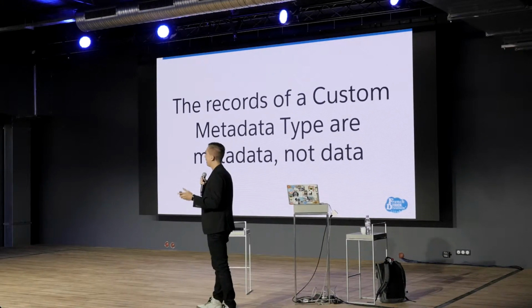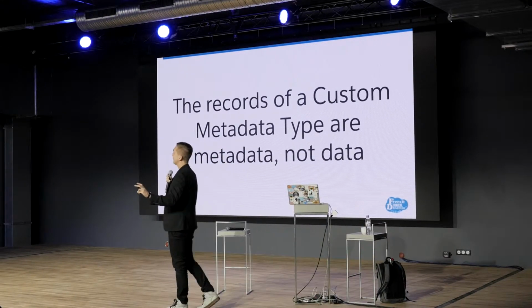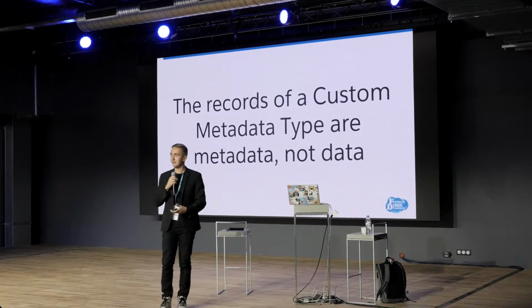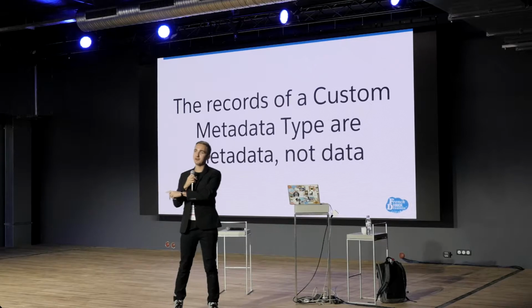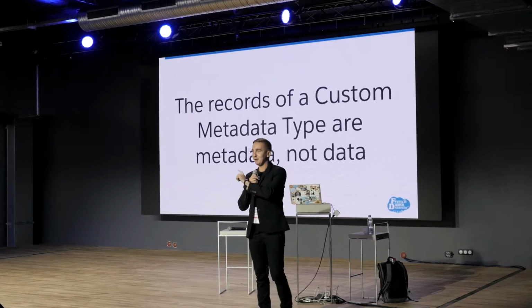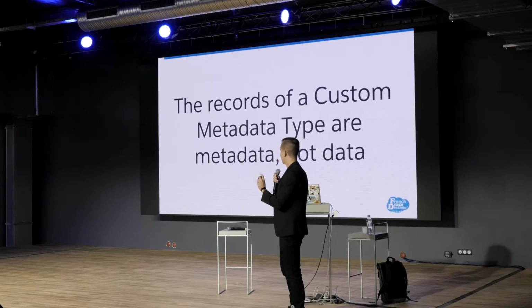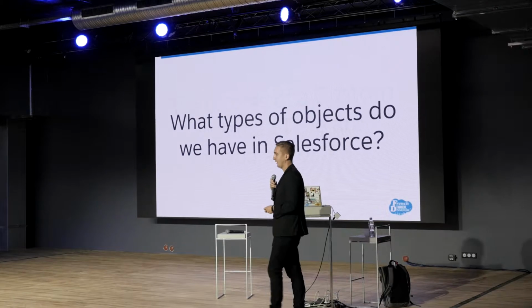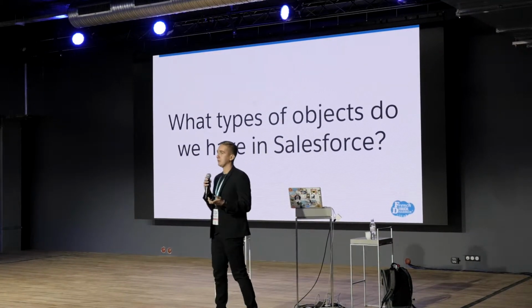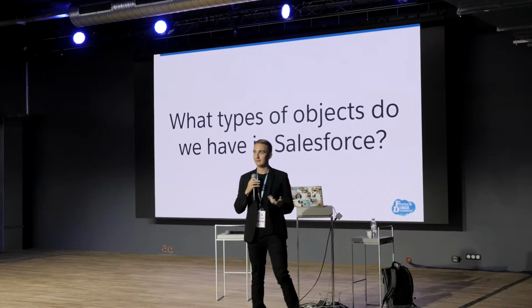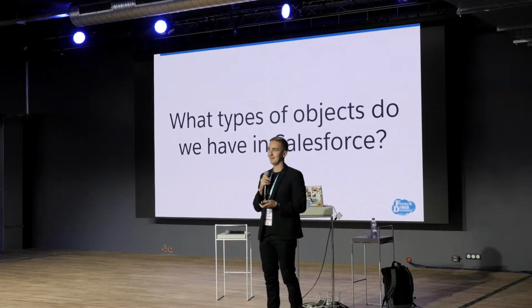But after a while, I think this became the key slide. If I can only show you one slide today, it would be this slide, even if it looks super confusing. And I'll be referencing this slide several times. And I'll explain why it's so important. But for now, just remember, the records of custom metadata types are metadata. So, now I can ask that question to the audience: what types of objects do we have in Salesforce? Anyone? Wait.